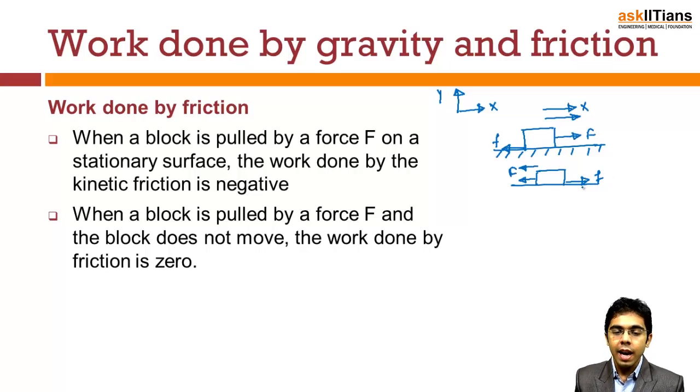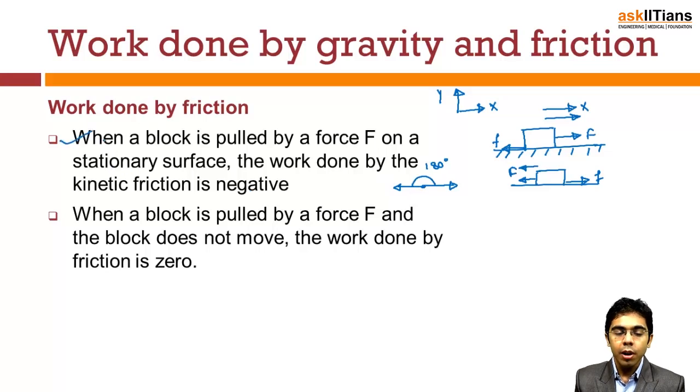So therefore, the work done by kinetic friction is negative. That is true because in any case, if the displacement is along this direction, the force of friction will come out along the opposite direction. So the angle between the two comes out to be 180 degrees, and cos 180 is minus 1. Therefore, the work done by kinetic friction comes out to be negative.